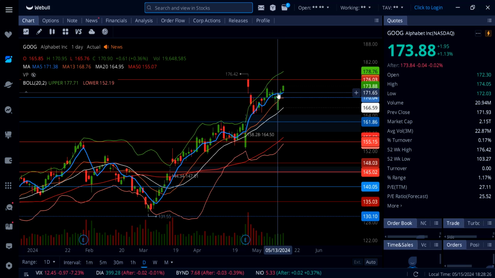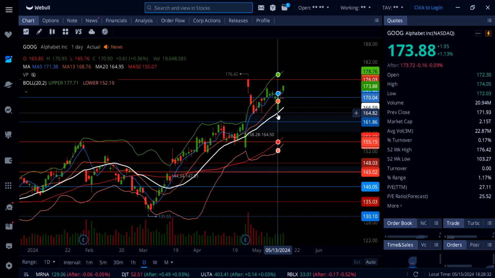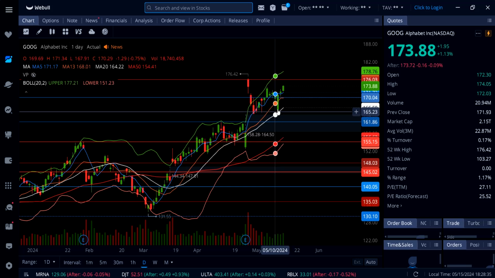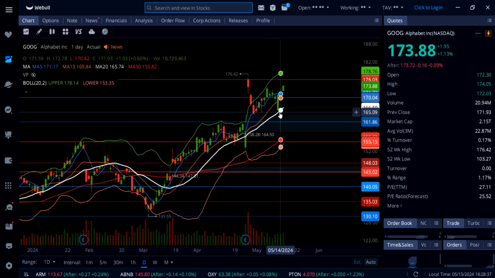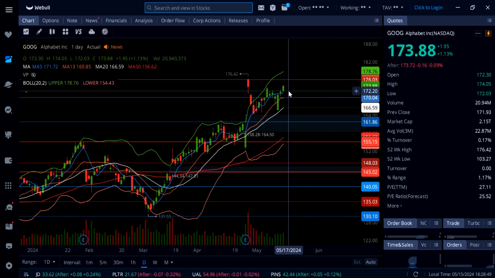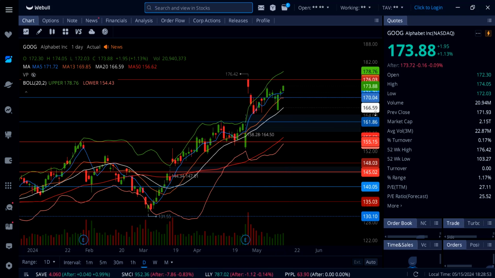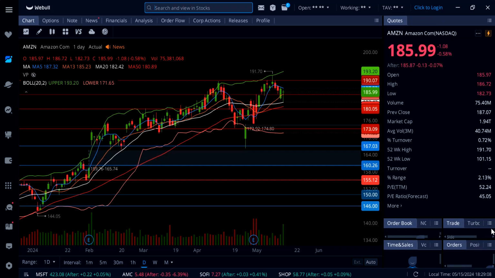We got this pullback here, and guess what? The dip was gone immediately, same day. This was a bearish engulfing candle, and look at what happened here. This actually turned into a bullish engulfing candle, things pressing higher, and now today 174. So the next stop 176, and then 179 to 180 on Google. On a pullback, 172 will be a support, 170, 166.59, and then 162.